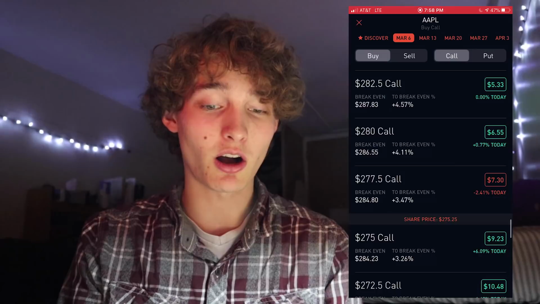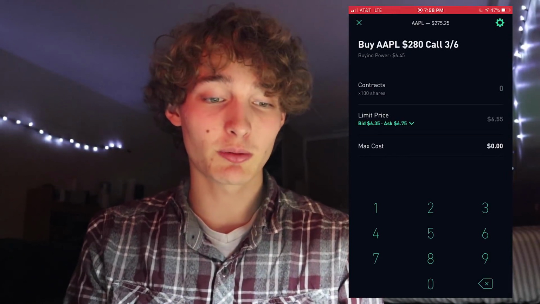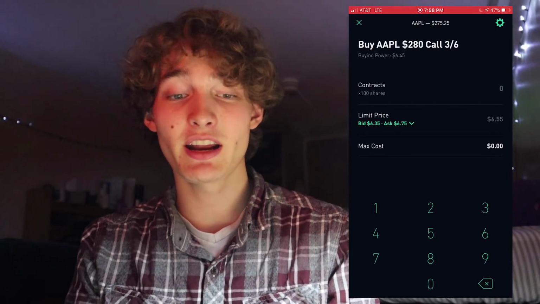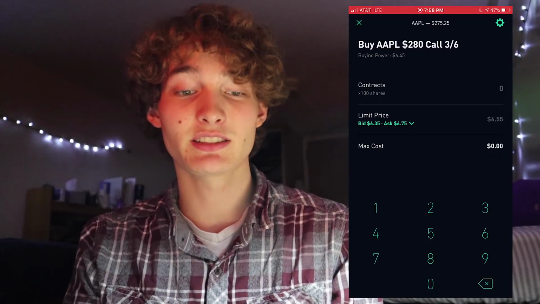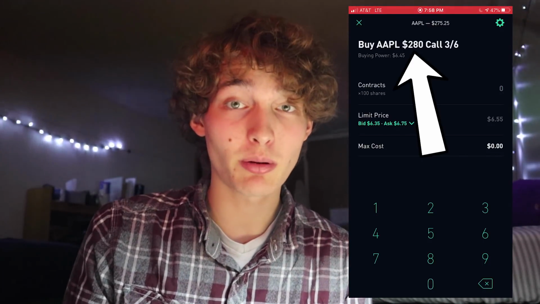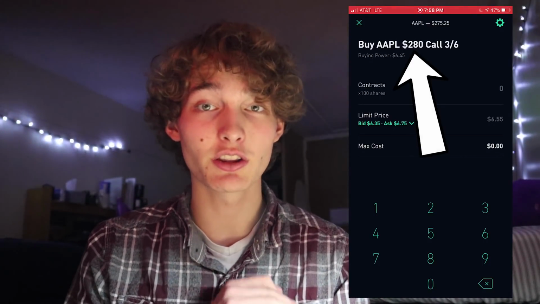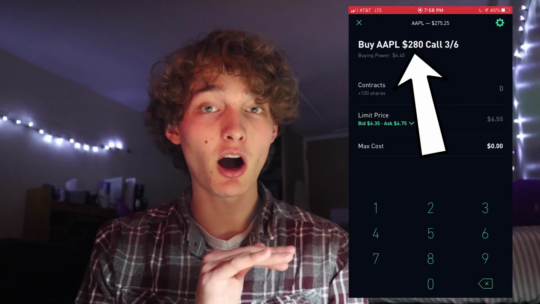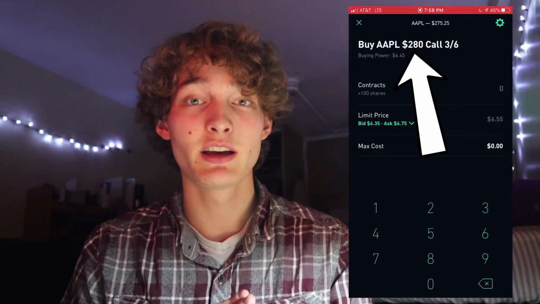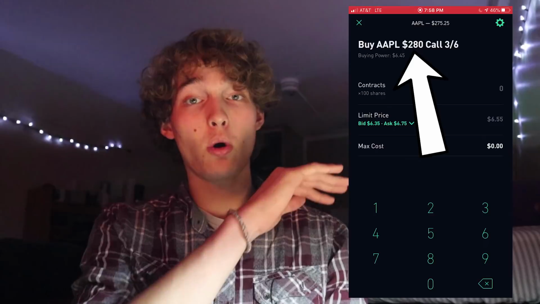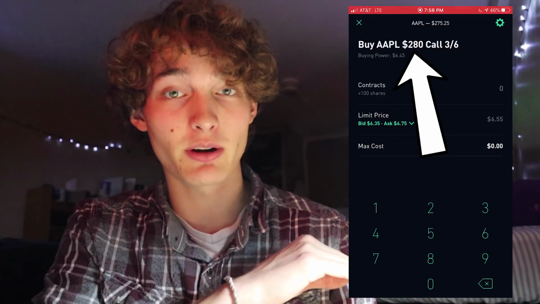Now just going to a random option here, this $280 call, you see multiple things here. It says buy Apple $280 call March 6th. The $280 part where it says $280, that's called the strike price. Now for a call, you want the share price to get at or above that by the expiration date.